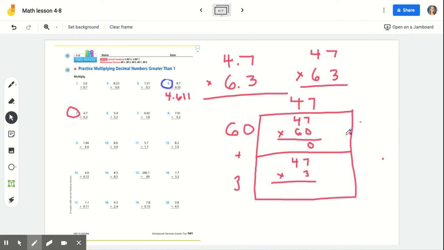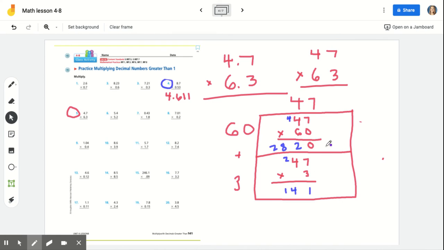Does yours look like mine? Go ahead and quietly work away. What are their 2 partial products? Did you get 2,820 and 141? Are there any questions? If so, raise your hand and ask your teacher. If not, let's keep going.